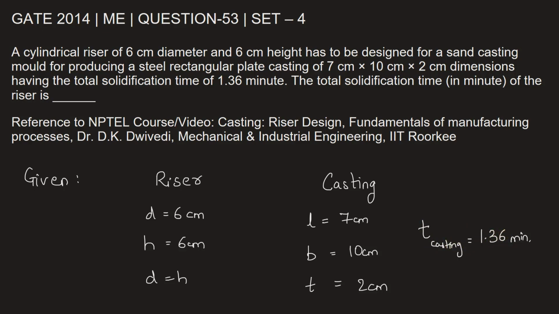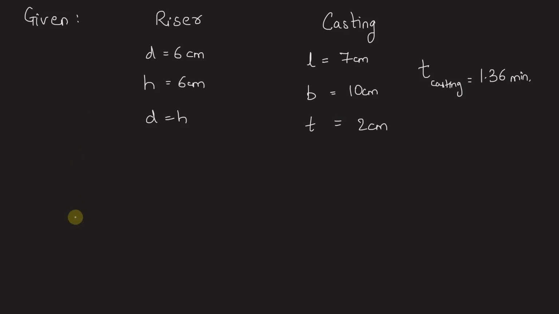Let's solve this one. Now we know that for any body, its solidification time is directly proportional to the square of the ratio of its volume by surface area. So T is directly proportional to V by A whole square. We can write this ratio for both riser and casting. So we'll do it for both of them.